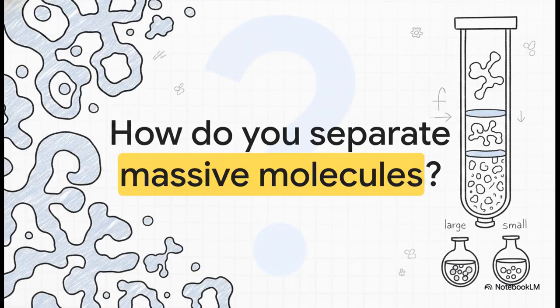Think about this for a second. How do you actually separate macromolecules when your standard methods just completely fail? We aren't talking about your run-of-the-mill tiny chemical compounds here. We're talking about separating massive natural or synthetic polymers, the absolute heavyweights of the molecular world. When traditional separation techniques hit a wall because of the sheer size of these molecules, SEC steps in. It's an irreplaceable tool in the laboratory, but to use it effectively, we really need to understand its physical makeup.